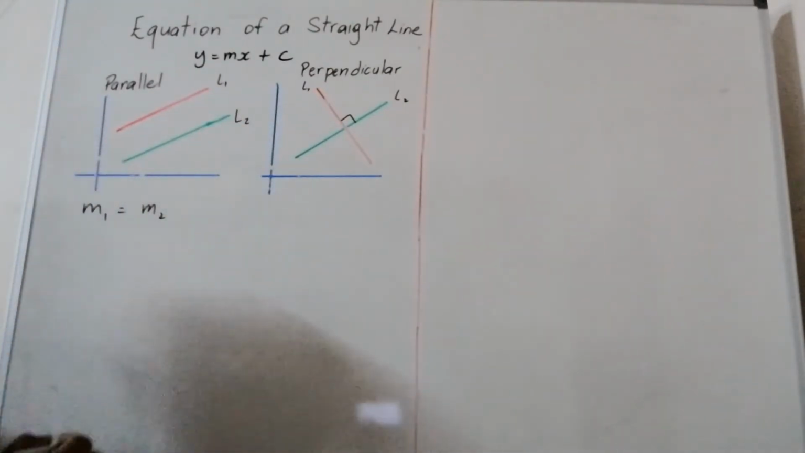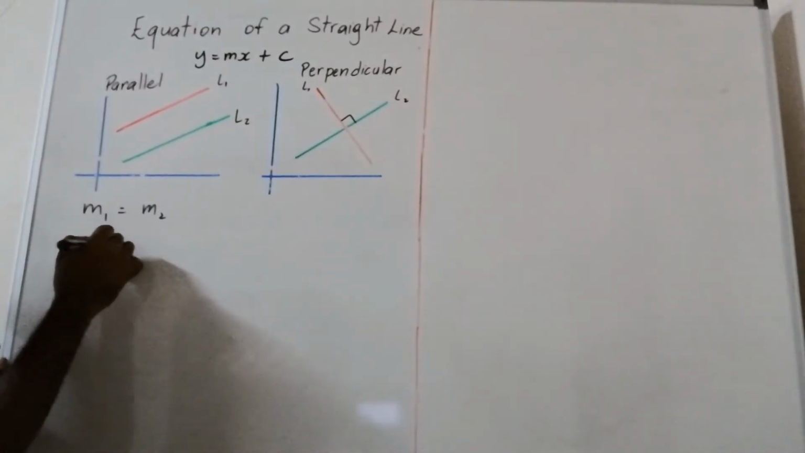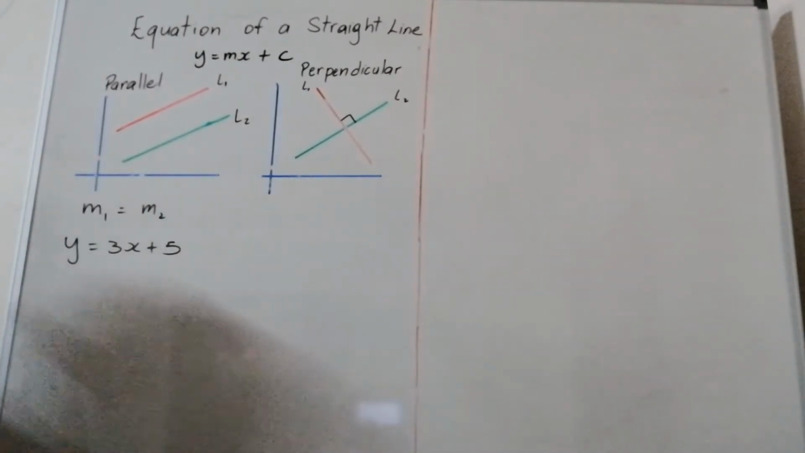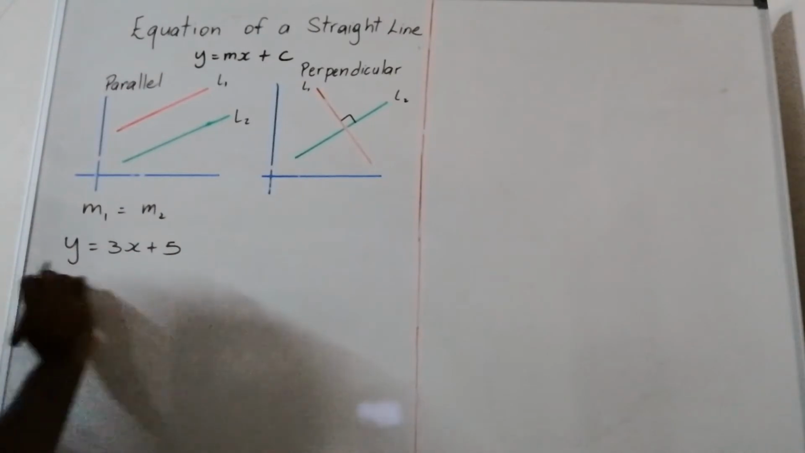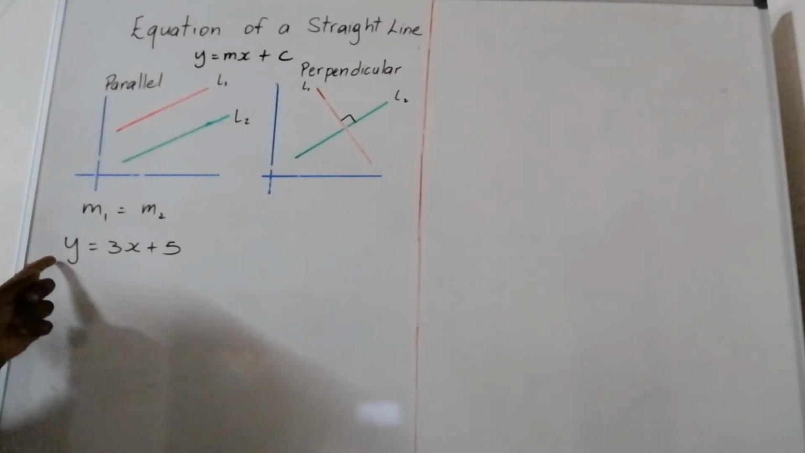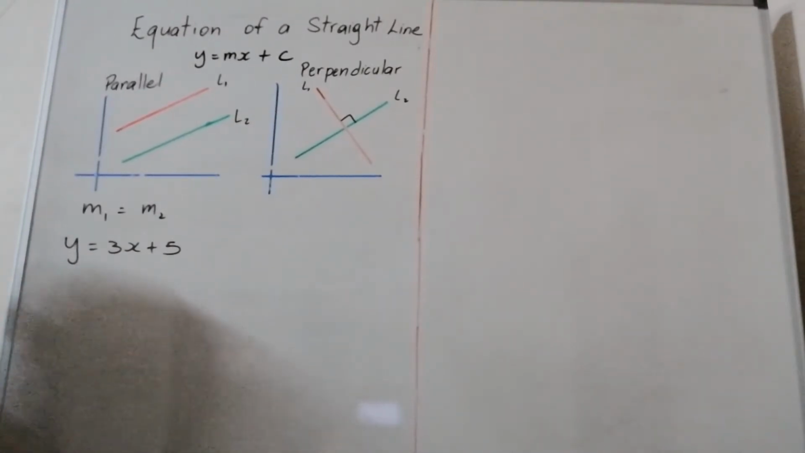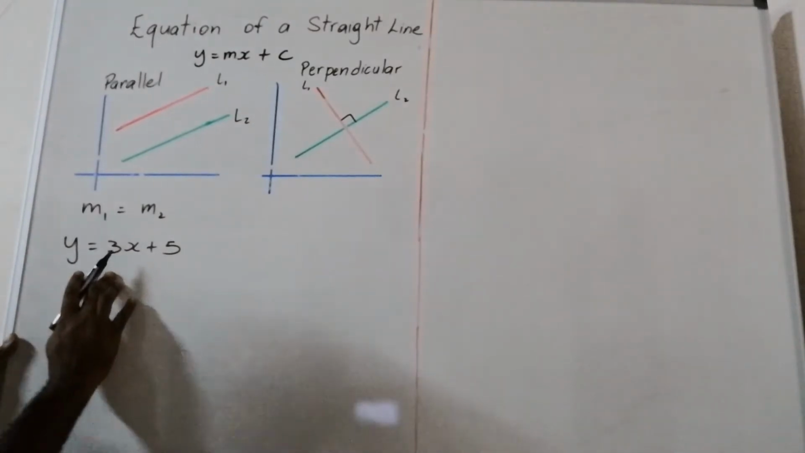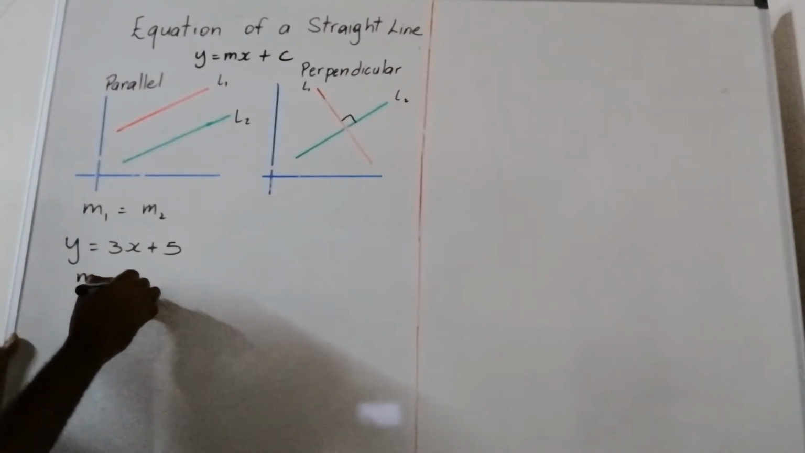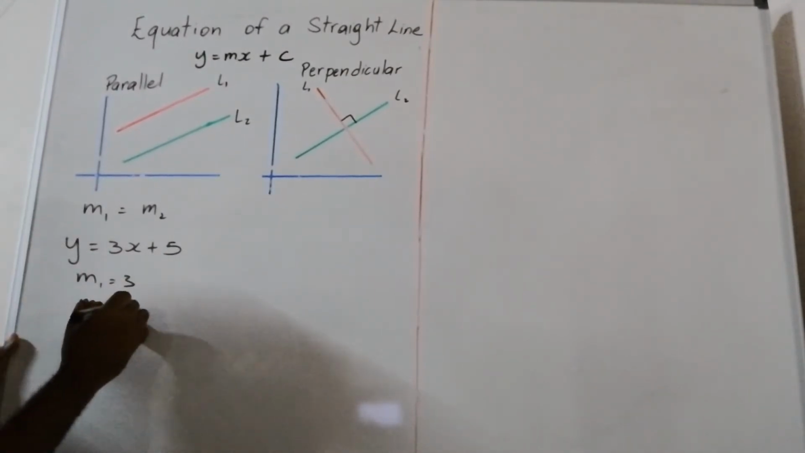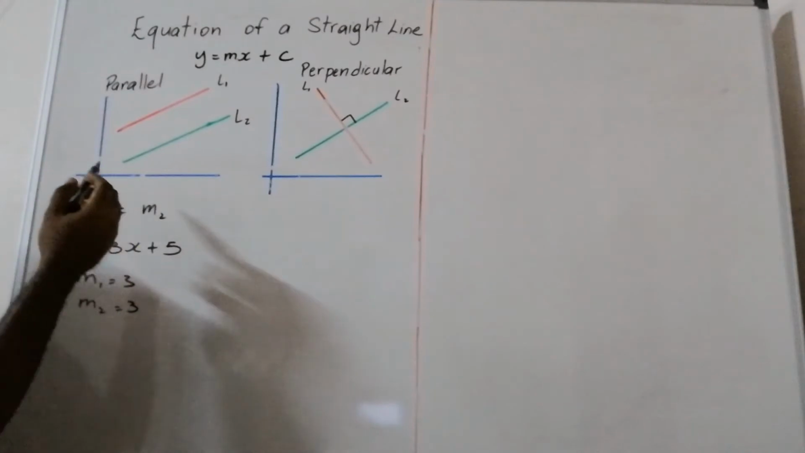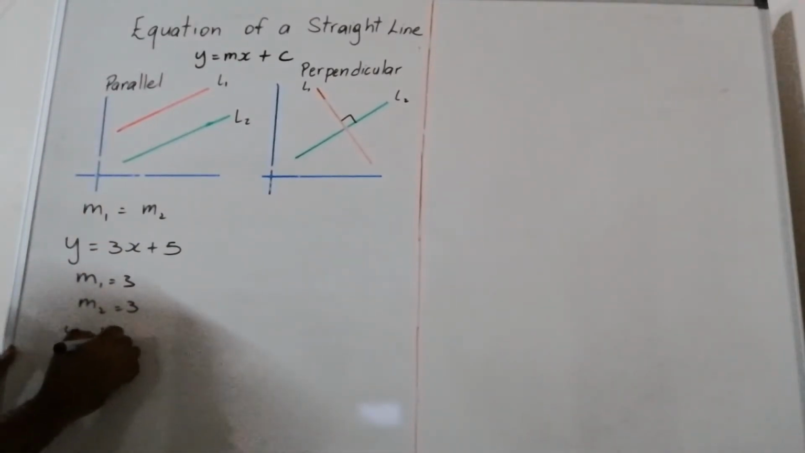So therefore, if I have an equation, y is equal to 3x plus 5, that is the equation of this line. If I want a line parallel to this, all I need to do is rewrite the equation with the similar gradient. If the gradient of this line is equal to 3, the gradient of the second line will also be equal to 3. So the second line will be y is equal to 3x.